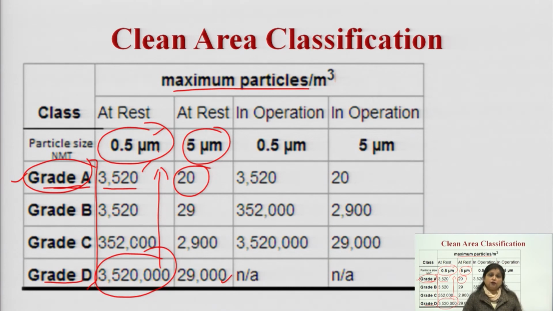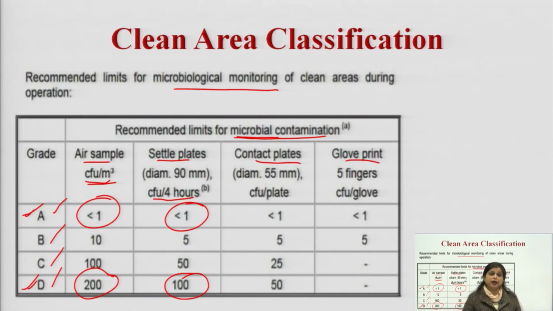On that basis we can categorize our clean area as grade A, grade B, grade C, depending upon the number of particles and the number of microorganisms present within the environment. By various techniques like the settle plate technique, the contact plate technique, and the glove print method, we can do the microbial monitoring. After finding out how many microorganisms and how many dust particles are there, we can categorize that particular area and specify whether it is grade A, grade B or grade C.